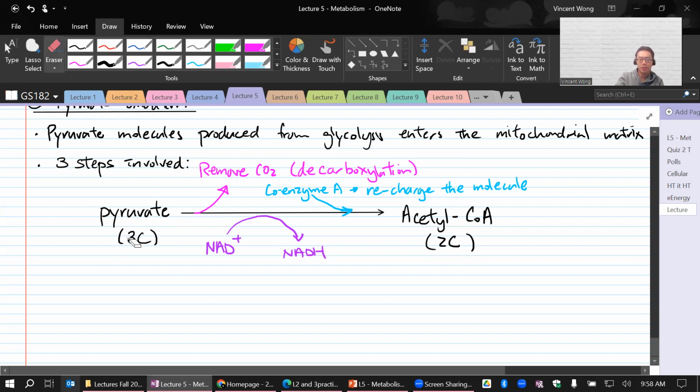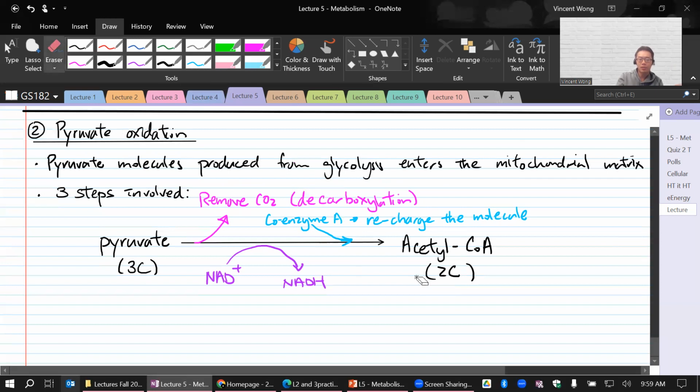Right? Because we have 3 in the pyruvate, you remove a carbon dioxide. 3 minus 1 gives you back the 2. Okay? That's what happens in pyruvate oxidation.